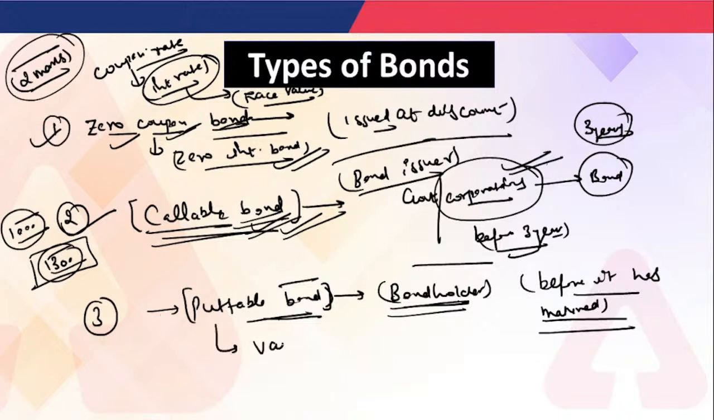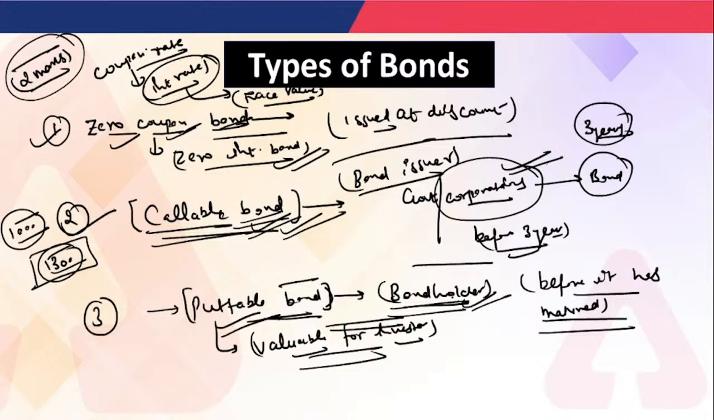If different types of bonds are given in the options, suppose the question is, which bond is valuable for the investor? This question is a bit of a twist. The answer is the puttable bond, because this bond allows the bondholder to put back, or say sell back, to the company before it has matured. So that is known as a puttable bond. Those are some different types of bonds, okay.